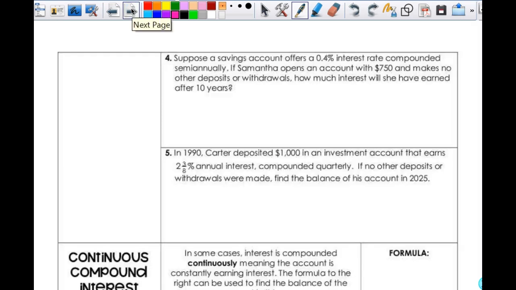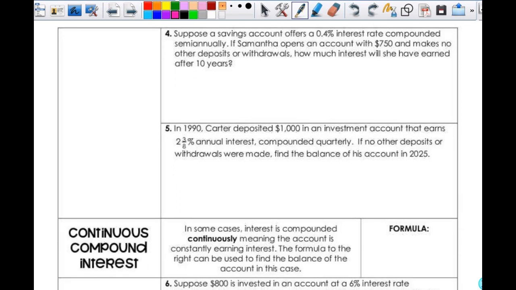Suppose a savings account offers 0.4% interest compounded semi-annually. If Samantha opens an account with $750 and makes no other deposits or withdrawals, how much interest will she have earned after 10 years? So go ahead and get that one set up on your own and get it worked out. It's 2, not 24.